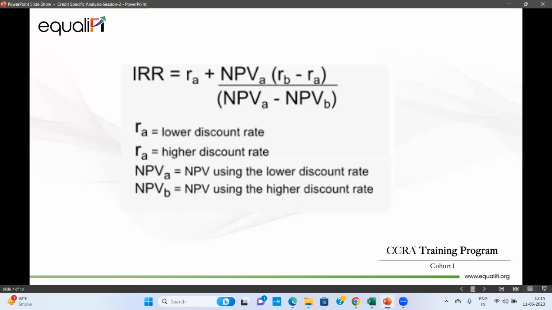So now the formula is very much clear. Now it is in your fingertips. You can calculate IRR. However, in real life, we calculate IRR in Excel in a different way. All right.